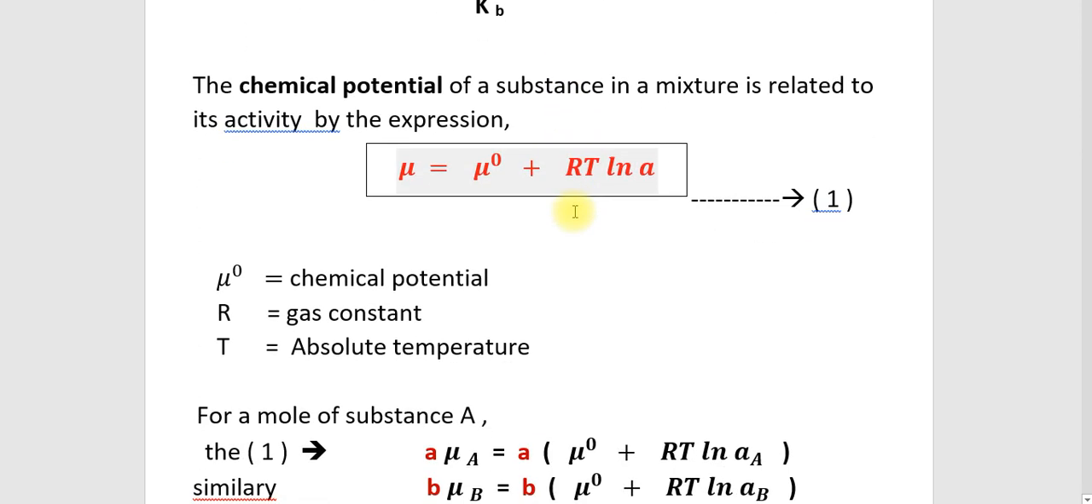a relation between the chemical potential mu and the activity a. The expression is: mu is equal to mu 0 plus RT ln a, where a represents the activity, mu represents the chemical potential, mu 0 is the standard chemical potential, R is the gas constant, and T is the absolute temperature.